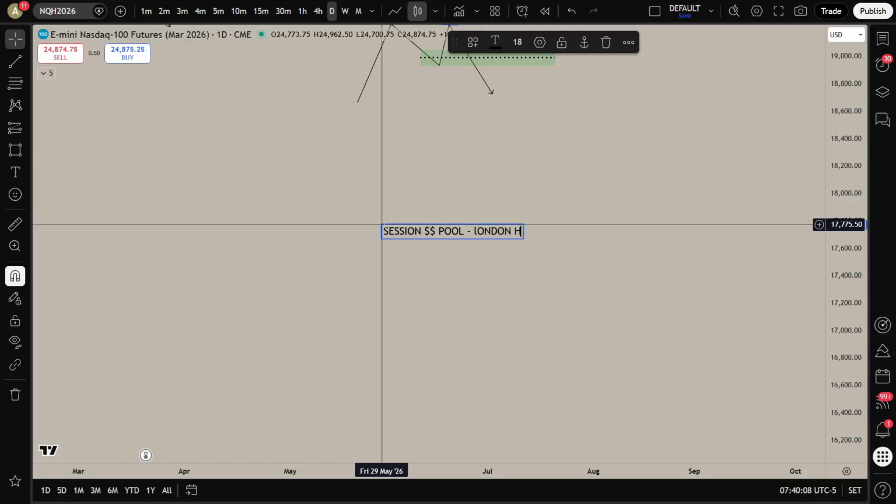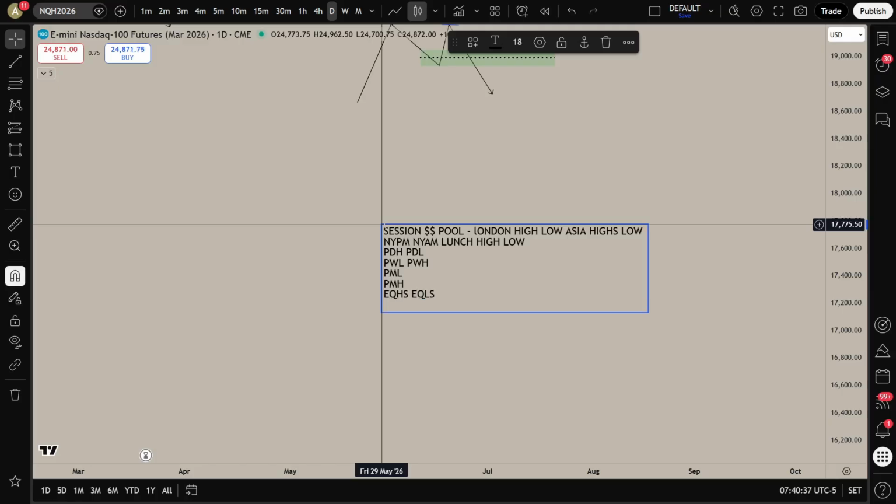Maybe London highs, Asia high and low, or NYAM, NYPM, lunch high and low. Okay, PDH, PDL, PWL, PWH, or PML, PMH, or equal highs, equal lows.